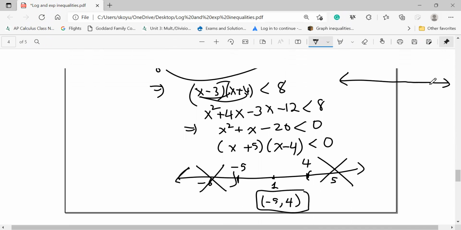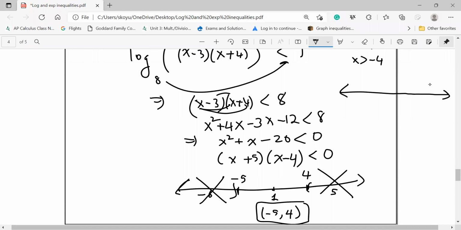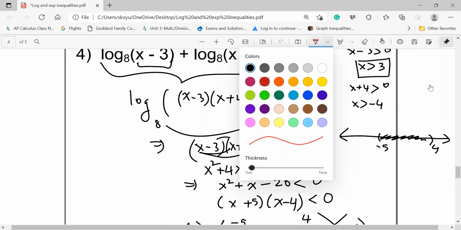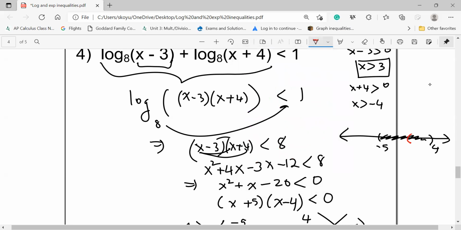So I have negative 5, between negative 5 and 4. Let's say this is negative 5, this is 4. So this is one of the intervals I got. And then now I have bigger than 3. So 3 is going to be right here. Bigger than 3 is going to be all of this. And then bigger than negative 4. Well, negative 4 is right here. So it's going to be bigger than negative 4.